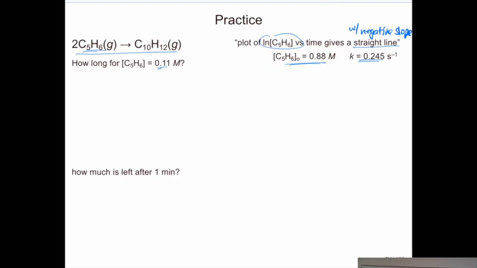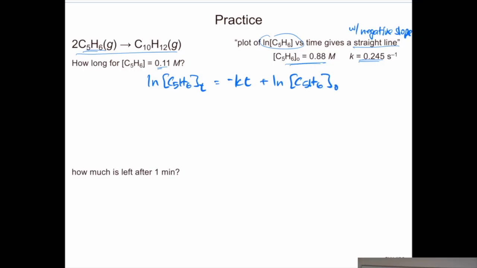Because if you get a straight line but it's a positive slope, that's not consistent with what order reaction this is describing using the integrated rate laws. 0, 1, or 2? It's 1, because it's the natural log of the concentration. So we know then we want to use this equation: the natural log of C5H6 at some time t is equal to minus Kt plus the natural log of C5H6 at initial concentration.